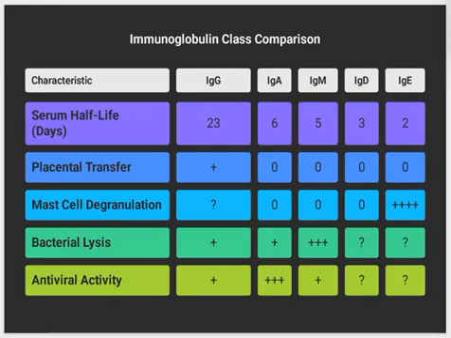Continuing with immunoglobulin comparisons, serum half-life varies widely. IgG lasts about 23 days, much longer than IgE's 2 days. Only IgG crosses the placenta, providing fetal immunity. IgE triggers mast cell degranulation, key in allergic reactions, while IgG, IgA, and IgM contribute to bacterial lysis and antiviral activity. These functional nuances explain how antibodies adapt to different immune challenges.